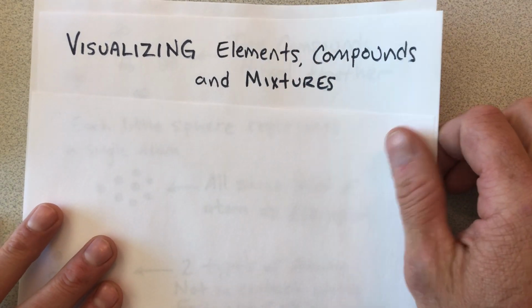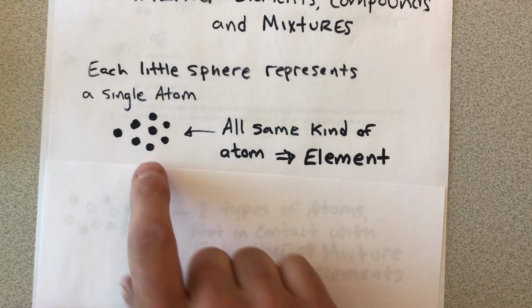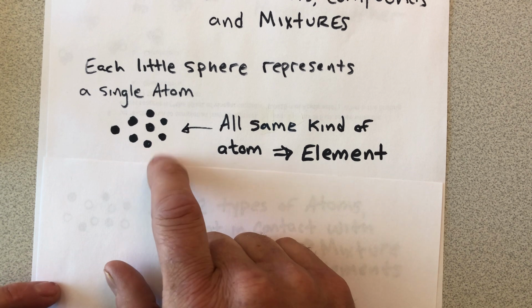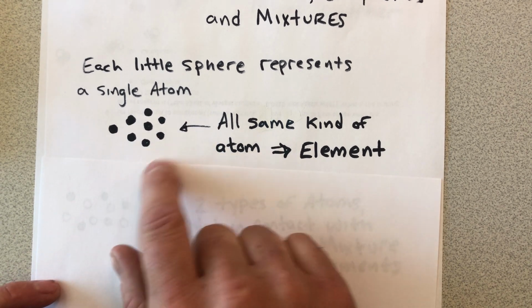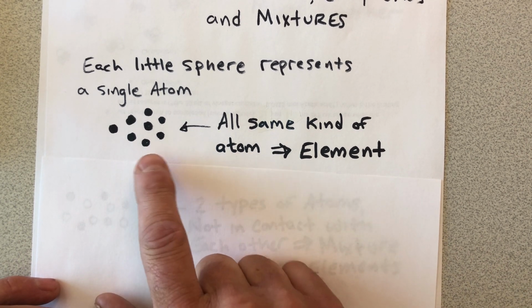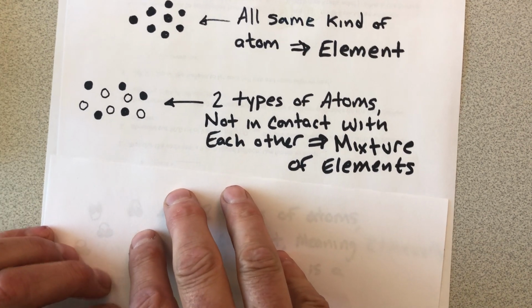And the last thing we're going to talk about is just visualizing the difference between elements, compounds, and mixtures. And I have a good way to do this. This is a little model that you'll see on one of your practice sheets. So let's just take this first example here. These black dots, each of those dots represents a single type of atom. And because they're all these black dots here, they're all the same kind of atom, that means that this is an elemental substance, okay?